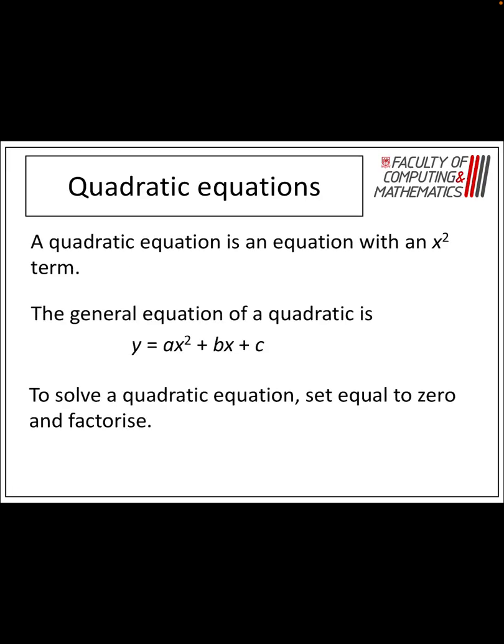A quadratic equation is an equation with an x squared term. So you could have the graph y is equal to x squared and it would be a perfect parabola. But the general equation of a quadratic is ax squared plus bx plus c. And to solve a quadratic equation we set it equal to 0 and then we factorise it.